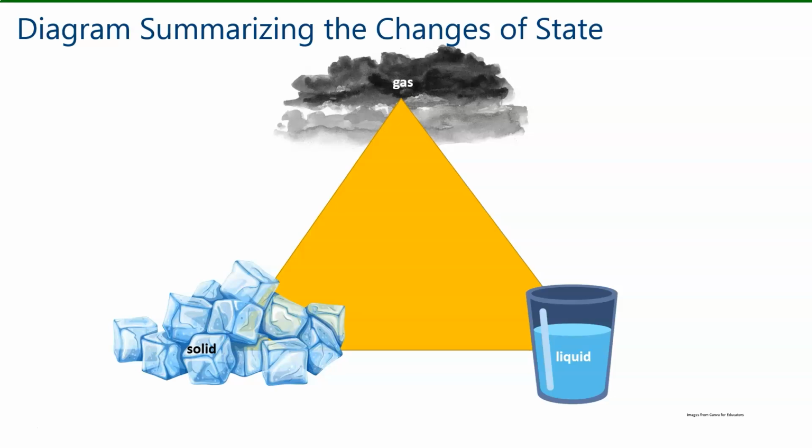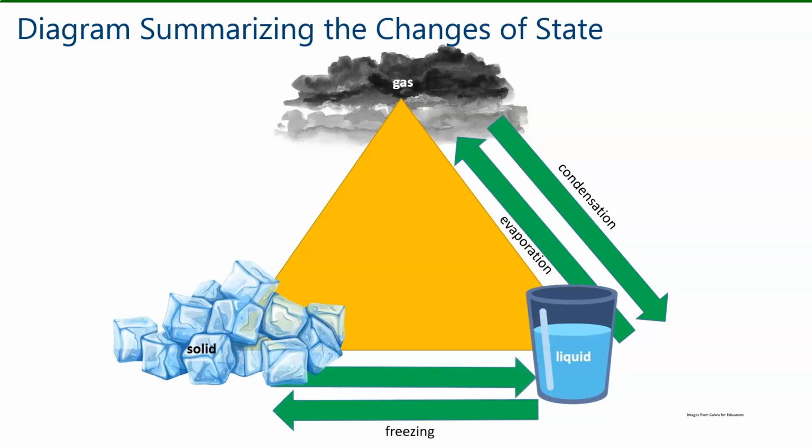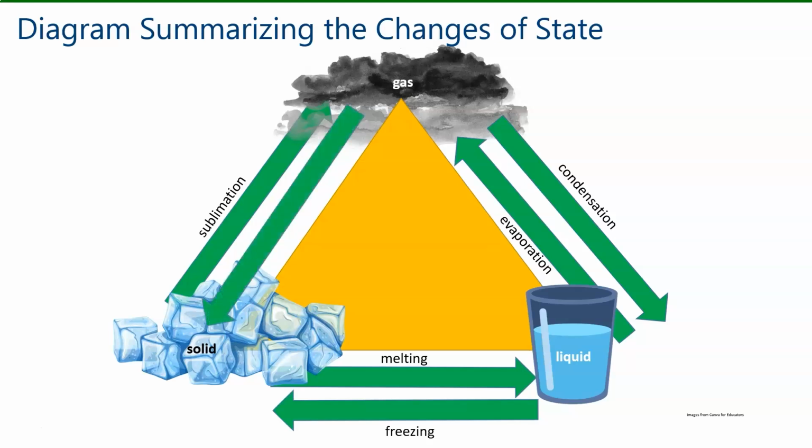Let's look at a diagram summarizing the changes of state. The change of state from a gas to a liquid is condensation. From a liquid back to a gas is evaporation. The change of state from a liquid to a solid is freezing, and from a solid back to a liquid is melting. A solid to a gas is the change of state known as sublimation, and a gas directly to a solid is called deposition.